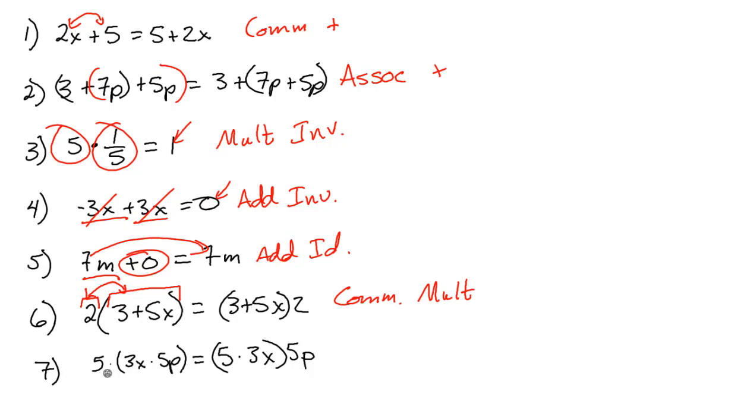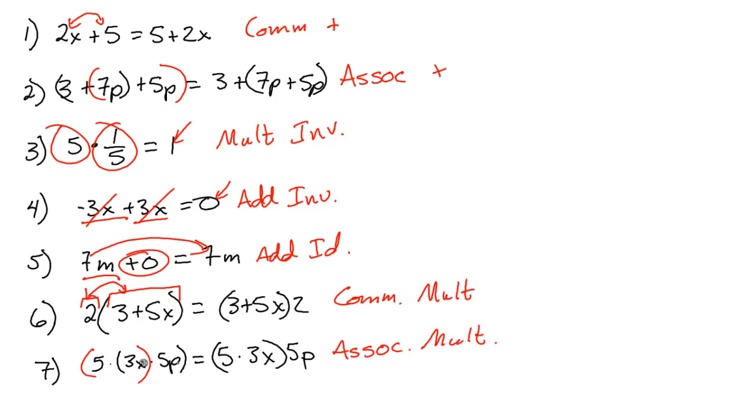Number 7, what's happening here? 5 times 3x times 5p, 5 times 3x times 5p. No swapping of order, so it cannot be commutative. But what does happen is that these parentheses just move. So that is the associative of multiplication. And there you have it.